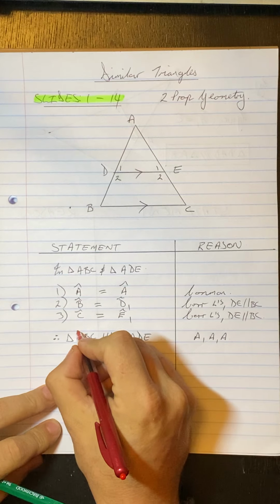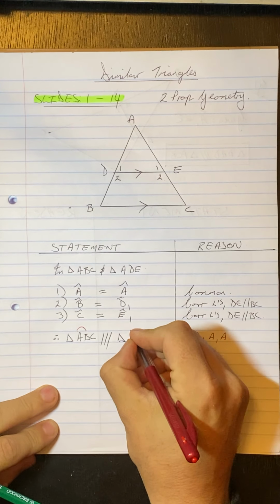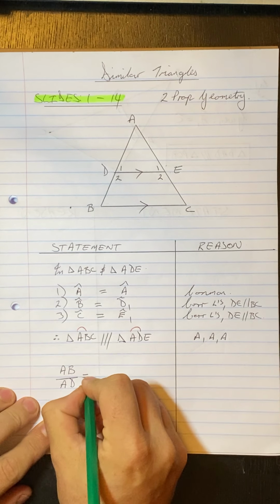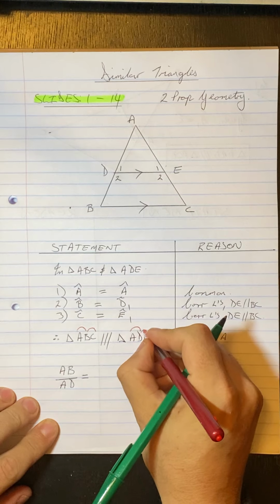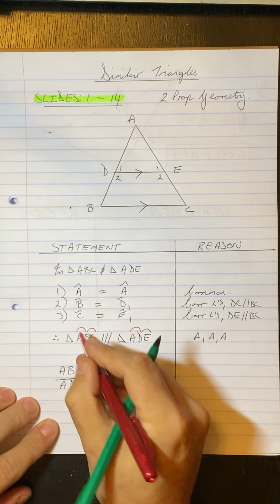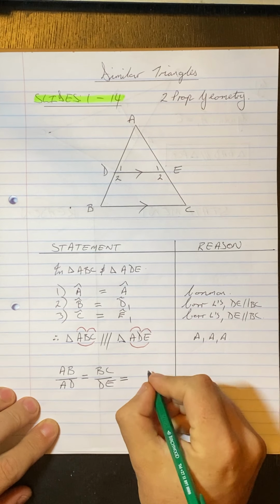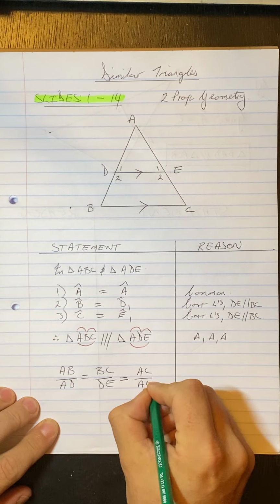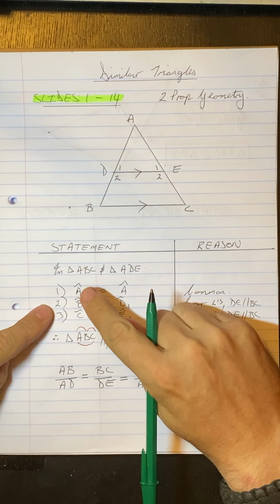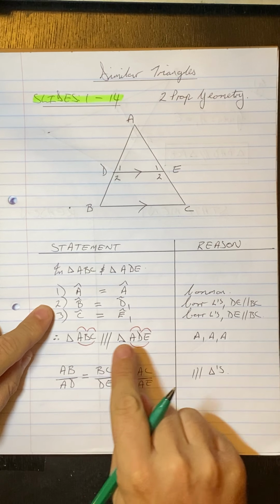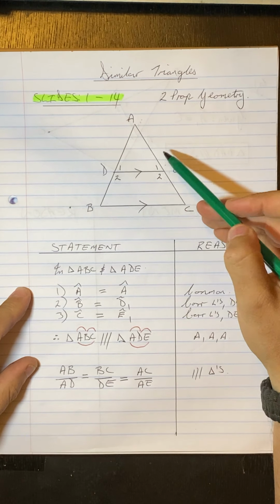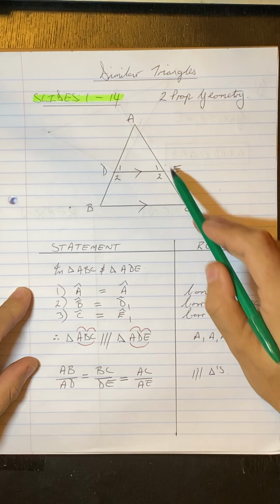Because we can get our proportions out now. So what I do is I say AB over AD will be equal to BC over DE, which is equal to AC over AE, and my reason for this is similar triangles. That is why it's important to read it down like this when you write out your statement over here. So you can see here we have AB over AD equals BC over DE, which will be equal to AC over AE.